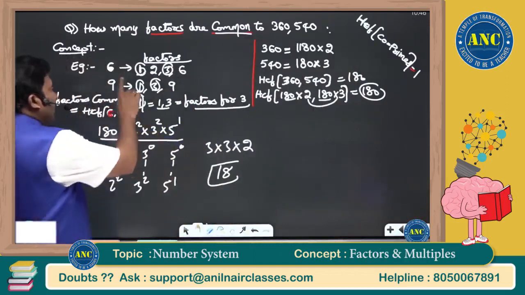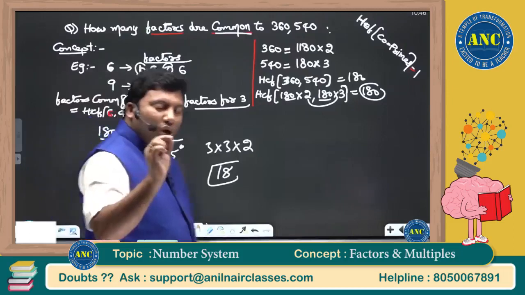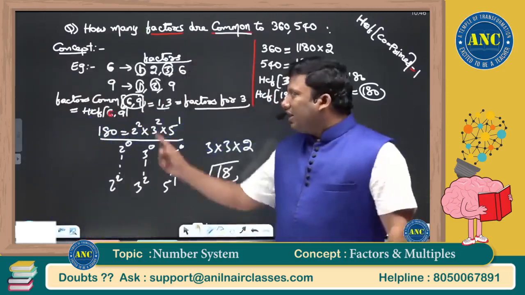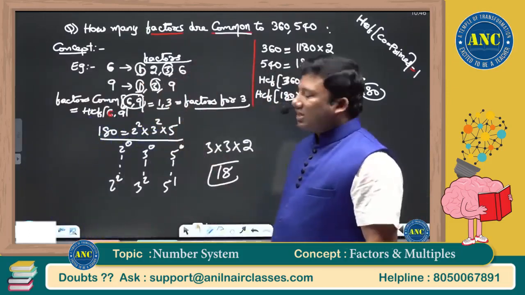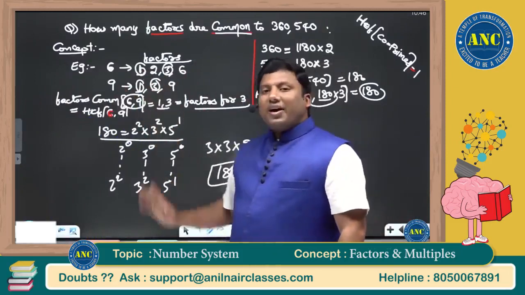Again, I am repeating, this example is important to me. I took two single digit numbers, 6 and 9. I wrote all the factors of 6: 1, 2, 3, 6. I wrote all the factors of 9.